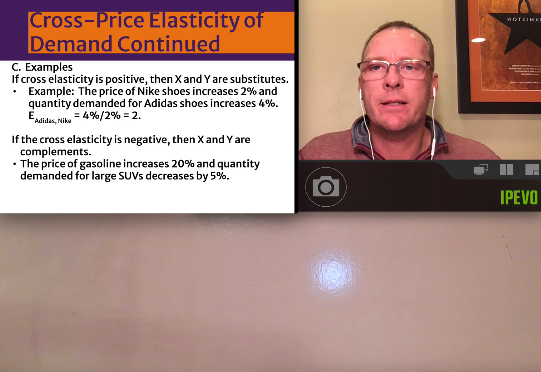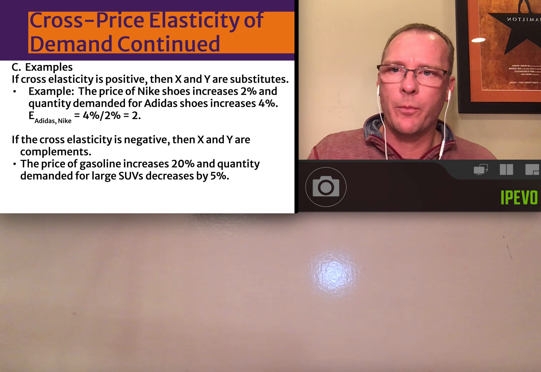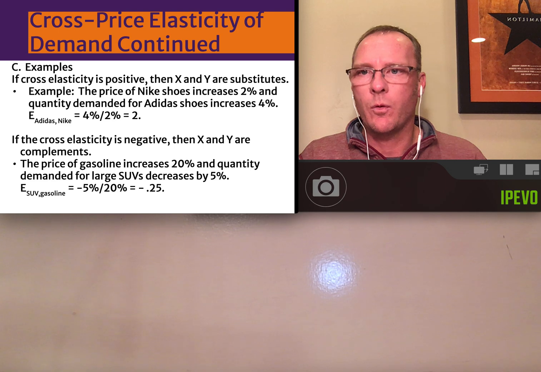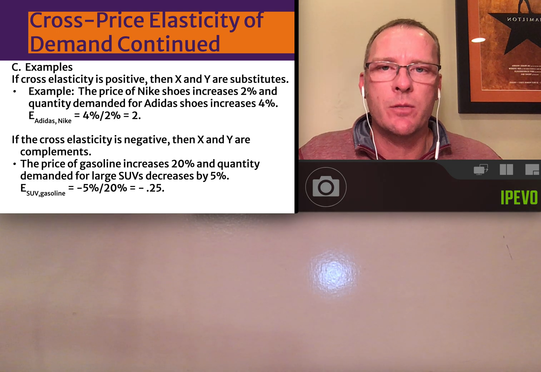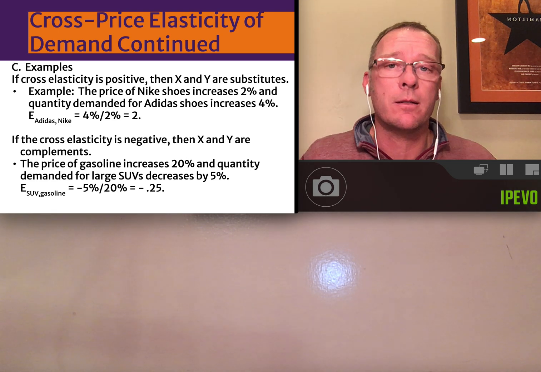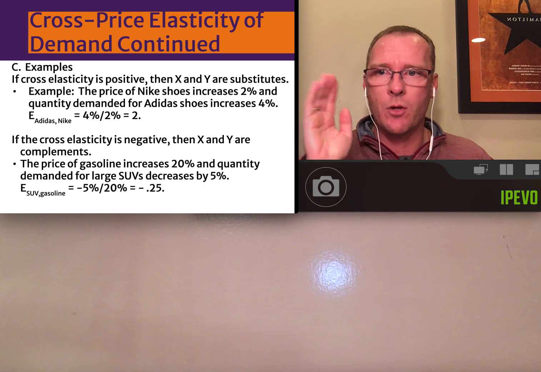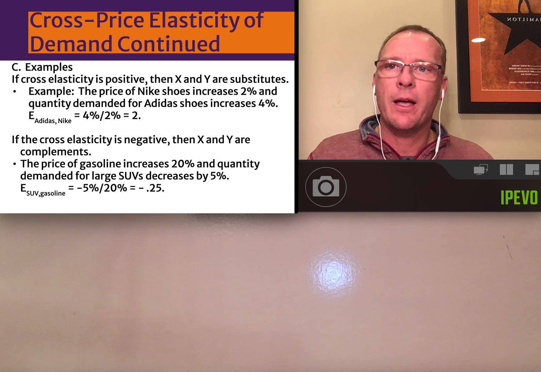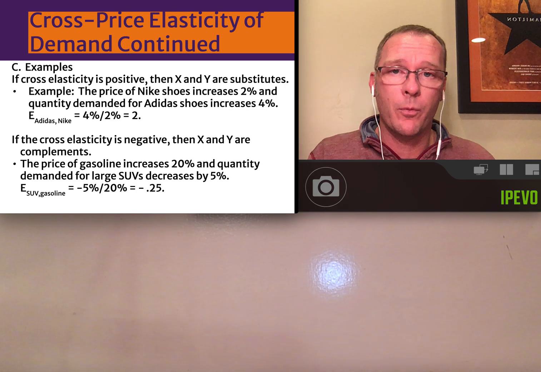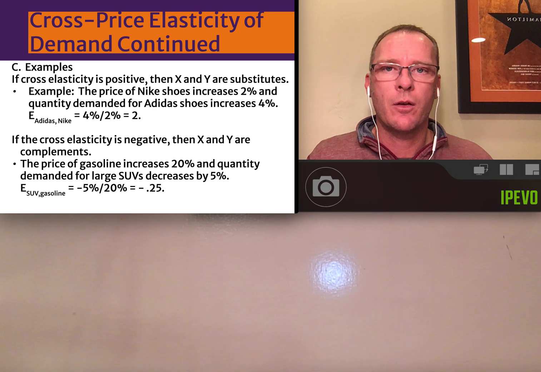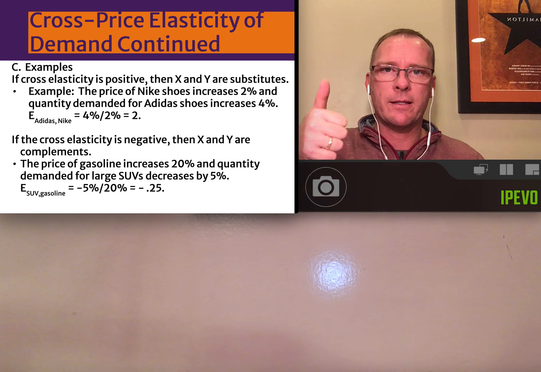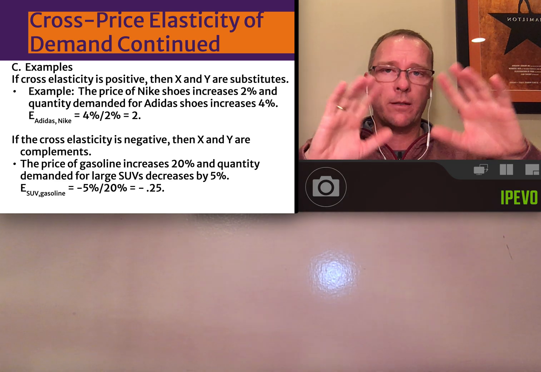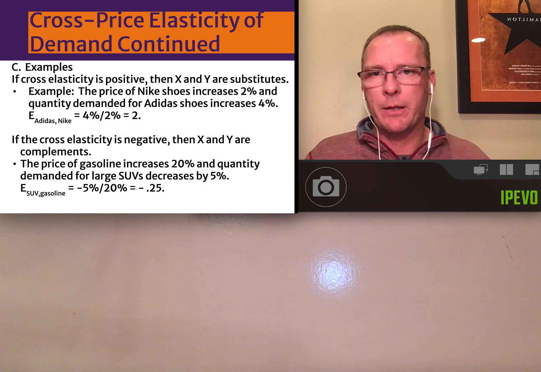If the cross price is a negative number, right? So this one, the price of gasoline increased by 20%, then the quantity demanded for large SUVs decreases by 5%. When you see that word decrease in the stem of a question, that's a negative number, right? So in this case, I had negative 5% divided by 20%, I get 0.25. It's a negative 0.25, and that negative number tells me those two goods go together. So when gasoline moves in price, maybe the quantity of big trucks changes.